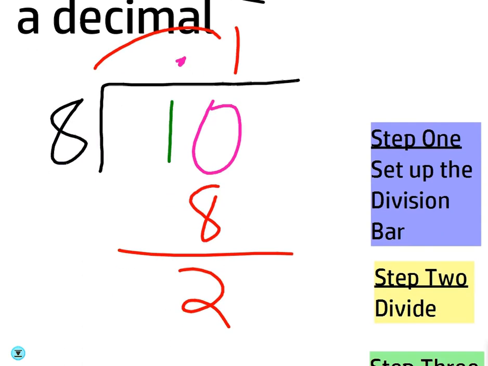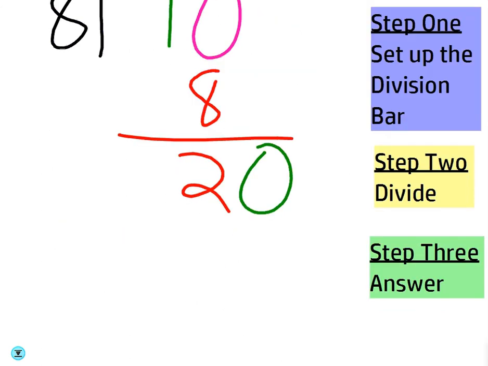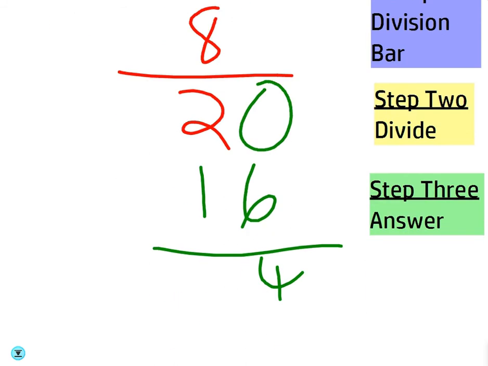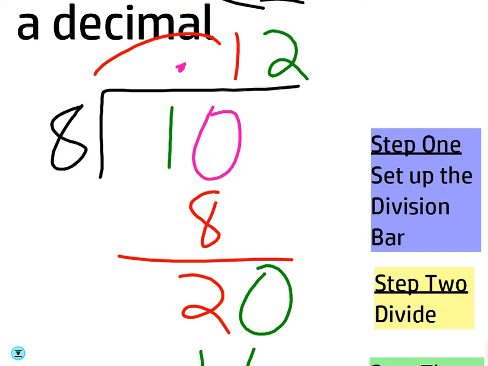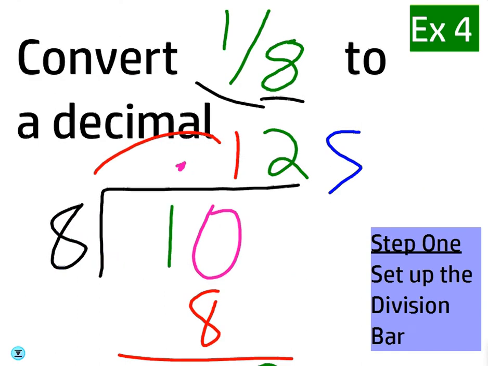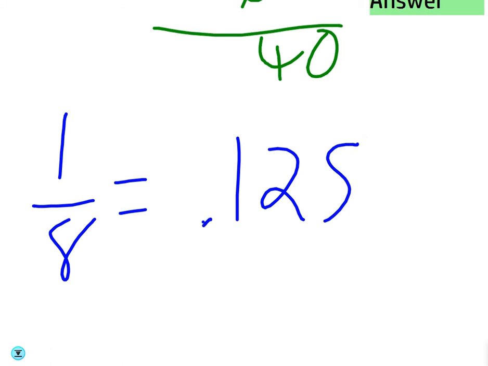You gotta pull a 0 because 8 doesn't go into 2. 8 goes into 20 2 times. 2 times 8 is 16. Subtract, we get 4. 8 doesn't go into 4, so you need a 0. Now, 8 goes into 40 5 times evenly, and we're done. So 1/8 as a decimal is equal to 0.125. One more example.